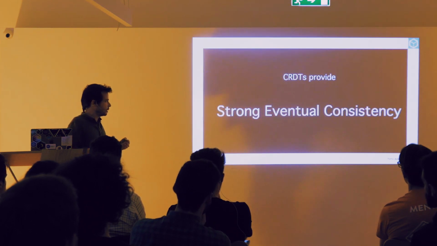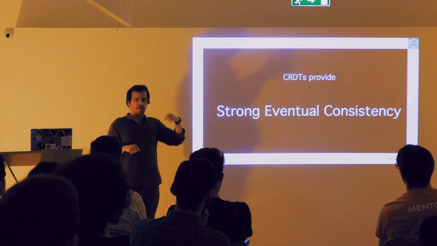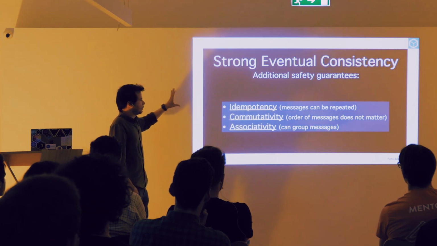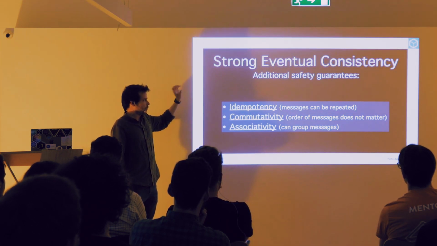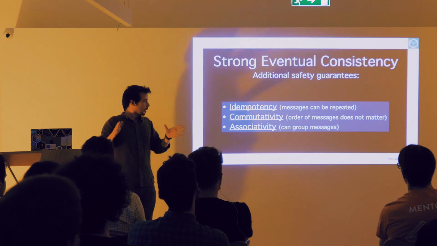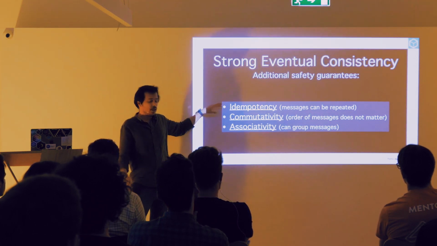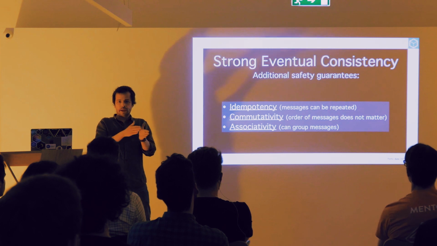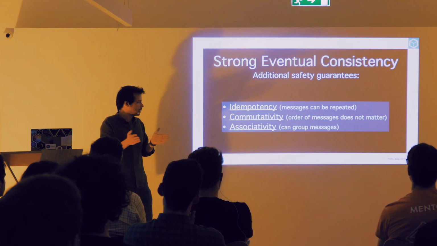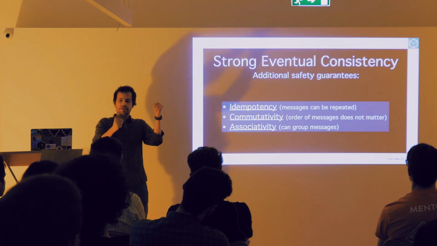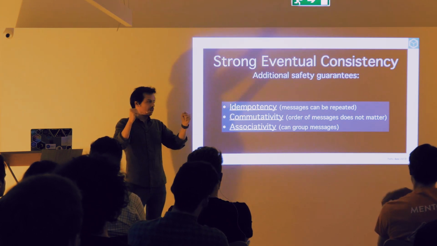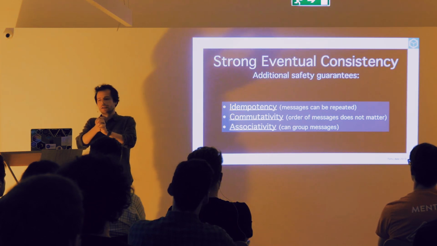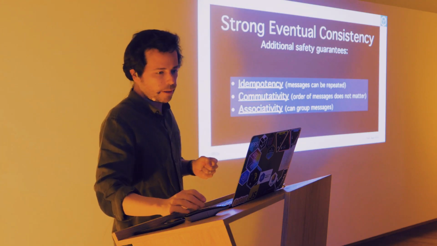So CRDTs provide not only eventual consistency, they provide strong eventual consistency. And let me explain what that is. On top of everyone agreeing on a final result, they also guarantee idempotency, which means that messages can be delivered more than once to any of the peers, and to any of the databases. You can have commutativity, so the order of the messages can be swapped. And you can have associativity, so you can pair messages and send them in one go, somehow join messages. Okay? Associate messages.